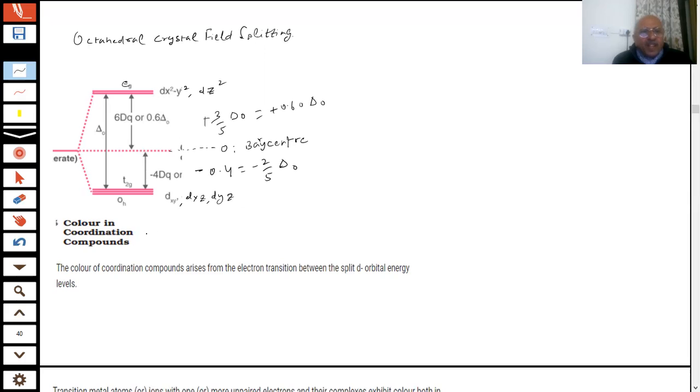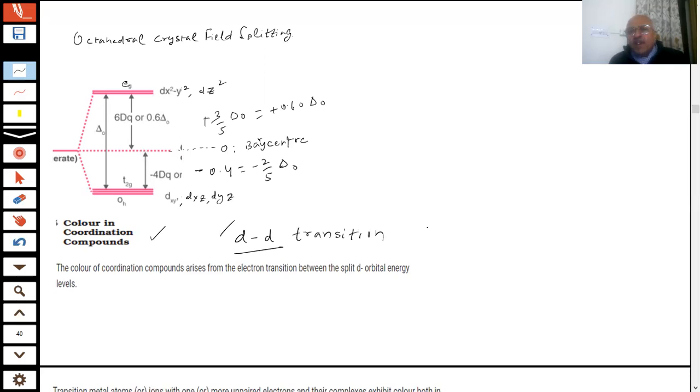Now the question is color in the coordination compounds. You have answered the question, students, why the colors of coordination compounds come. What is your answer? 30 seconds. The color in coordination compounds is due to the electron transition in the visible region of the spectrum. What type of transition is that called? That is called d-d transition. Your answer is correct.